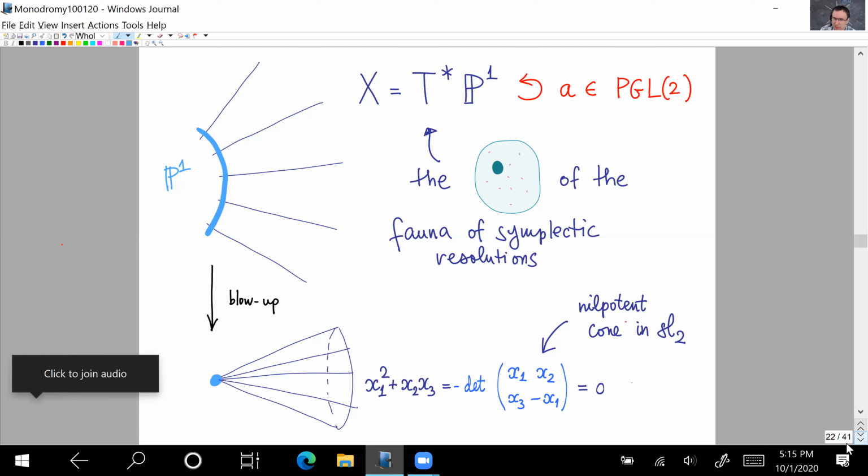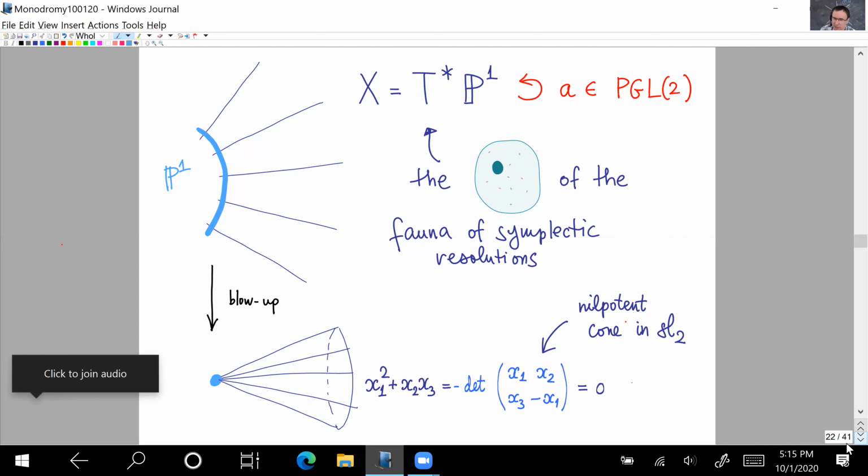And here what you have is a Springer resolution of the nilpotent cone. Am I correct? Say again? Is this the Springer resolution of the nilpotent cone? Yeah, the Springer resolution of the nilpotent cone is an example of a symplectic resolution. Yes, that's what I'm trying to say. I see. And this one seems to be the same, right, in this example here.